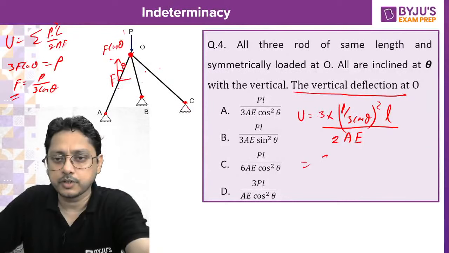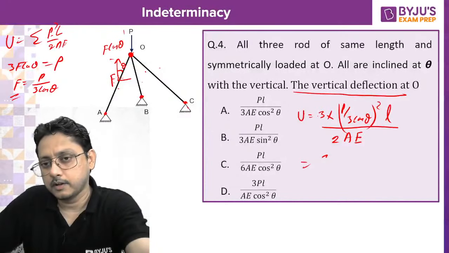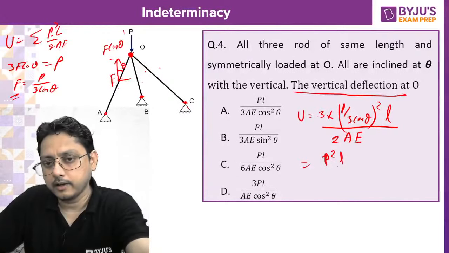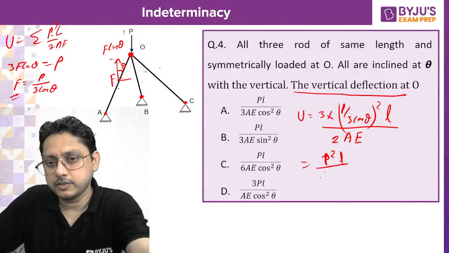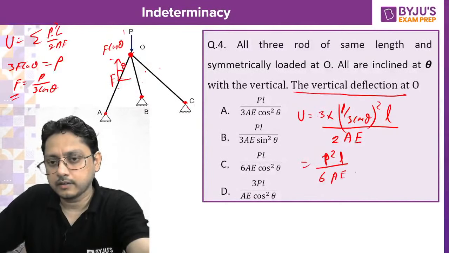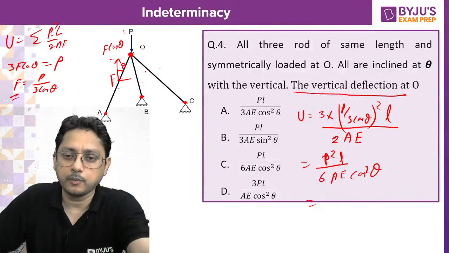It will become 3 square, so 3 will get cancelled. So you will get P square L by 6 AE cos square theta. Now you differentiate partially with respect to P. How much will you get? 2P, and 2 times 3 is just 6.